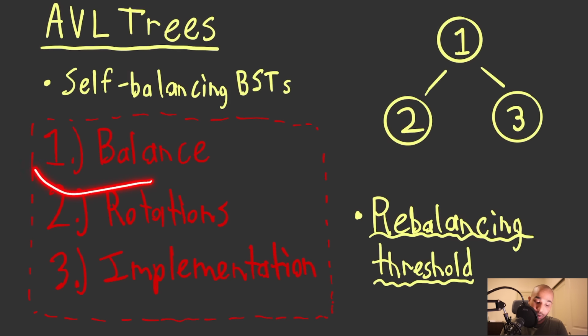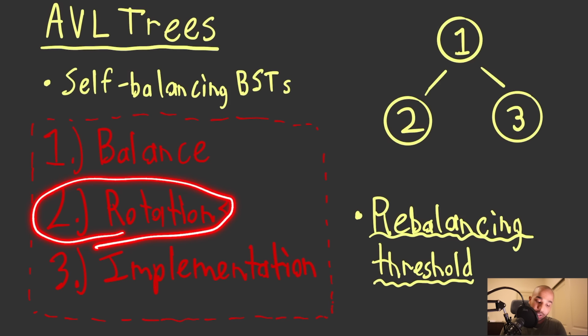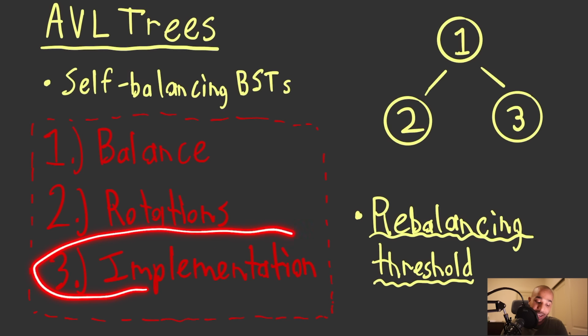We're going to talk about balance. We're going to review what balance is. We're going to look at rotation operations: left rotations, right rotations, left-right, and right-left. And then we're going to do an implementation of insertion. In the interest of time, we're just going to do insertion. It's going to be a good bit of code.